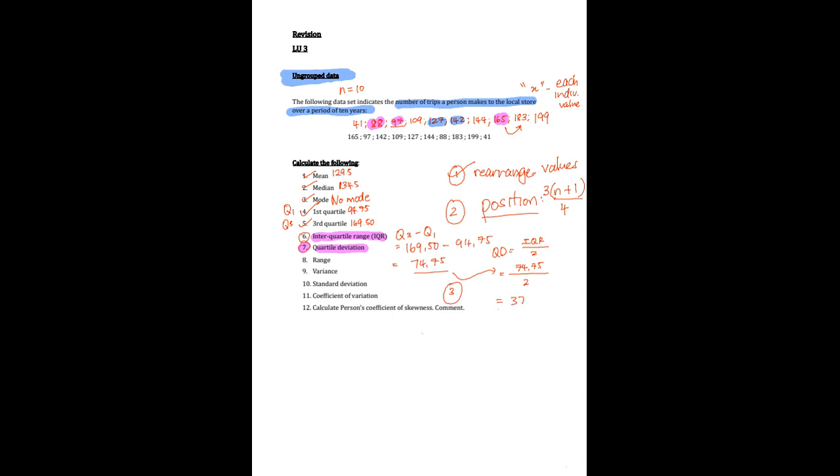Okay, so before we move on to the next one, this was your interquartile range, 74.75. This was your quartile deviation, 37.38.